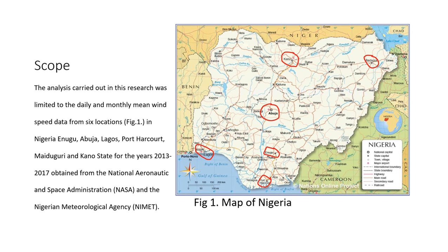Scope. The analysis carried out in this research was limited to daily and monthly mean wind speed data from 6 locations shown in the figure in Nigeria: Enugu, Abuja, Lagos, Port Harcourt, Maiduguri, and Kano State, for the years 2013 to 2017, obtained from the National Aeronautic and Space Administration (NASA) and the Nigerian Meteorological Agency (NIMET).